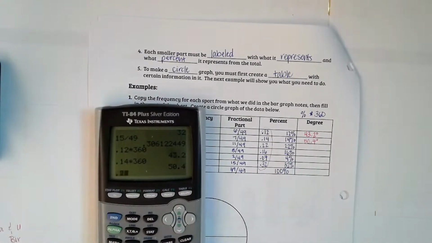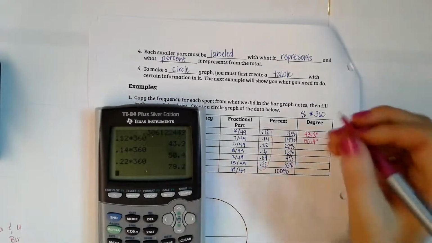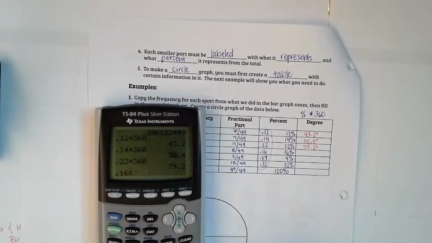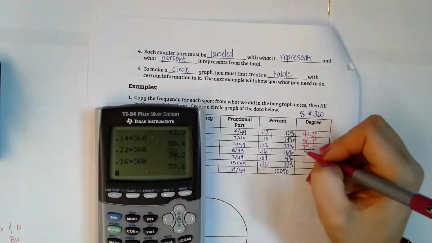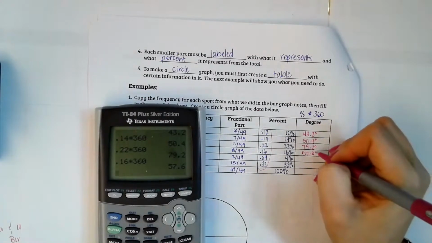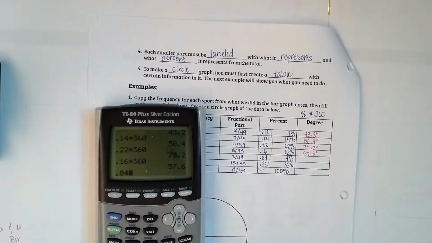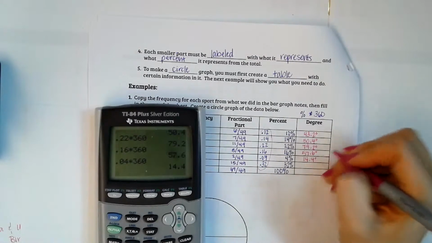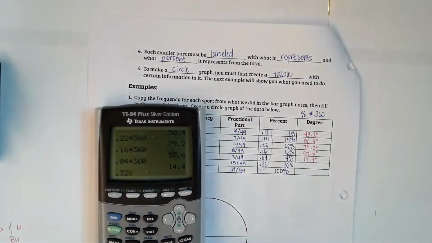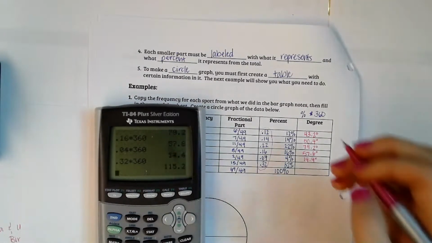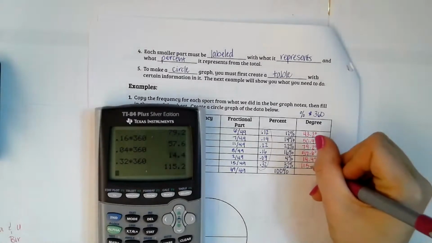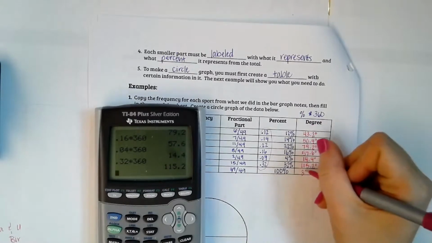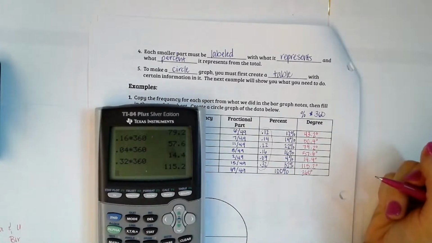79.2 degrees. 57.6 degrees. 14.4 degrees. And if you add all of these up, that should equal the 360 degrees.